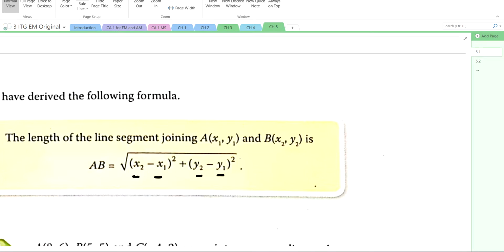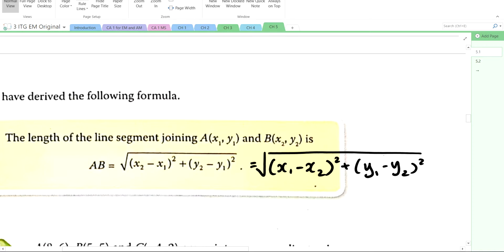Why? Because does it make a difference whether I write it this way or x1 minus x2 square plus y1 minus y2 square? Is there a difference in the final answer? No. Why no difference? Because it's square. So this part, if it is positive, it will be positive. So if this is positive, this must be negative. But when I square, I get back the same answer, isn't it? Yes. And that is the reason.